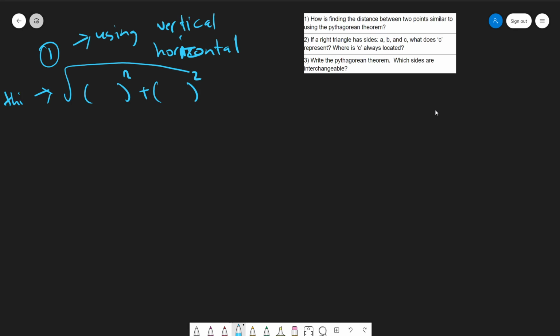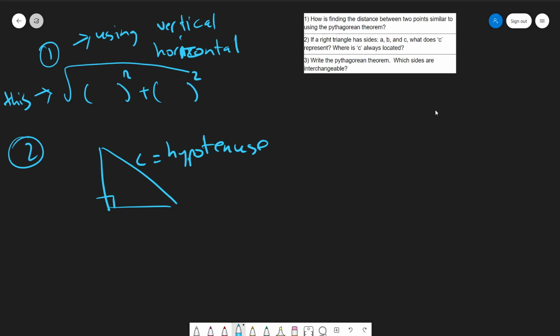This is also similar. If a right triangle has sides A, B, and C, what does C represent? So C is always our hypotenuse. A and B are always our legs. And then remember, our hypotenuse is always across from the 90-degree angle.